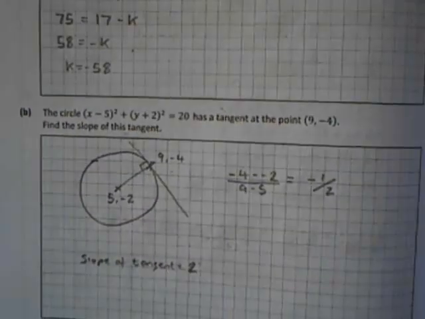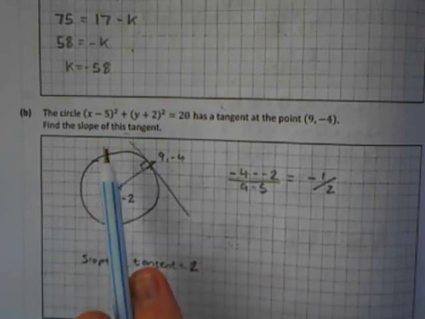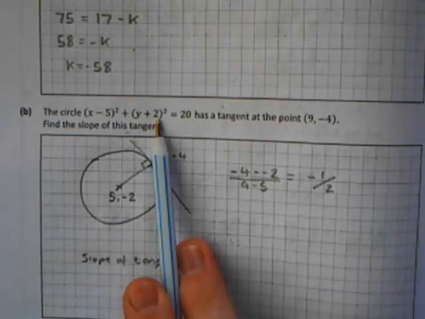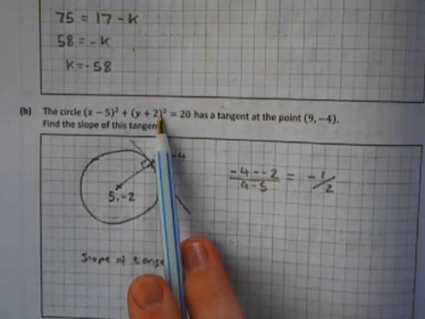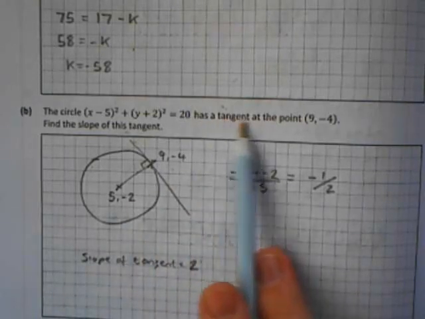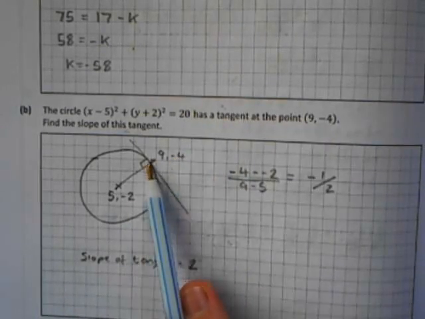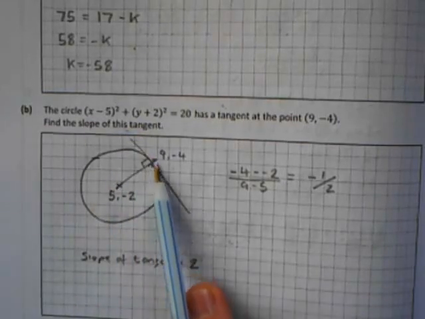Right. So this guy, again, equation of the formula. The centre is 5 minus 2. Swap the signs over. So minus 5 is 5 and plus 2 is minus 2. And that's the centre of the circle. I've done a little sketch. Tangent to the point 9 minus 4. So again, put that on the sketch. And you need to find the slope of the tangent. So slope of this line.